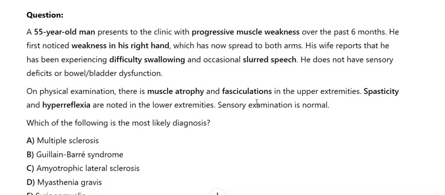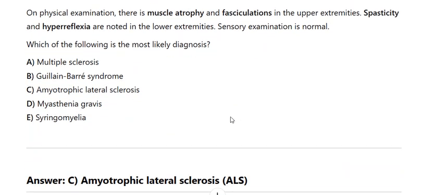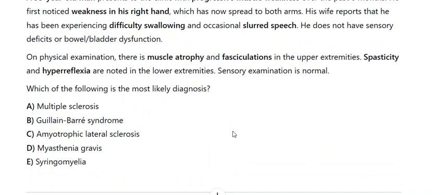A. Multiple sclerosis. B. Guillain-Barré syndrome. C. Amyotrophic lateral sclerosis. D. Myasthenia gravis. E. Syringomyelia. Answer: C. Amyotrophic lateral sclerosis, ALS. Explanation.